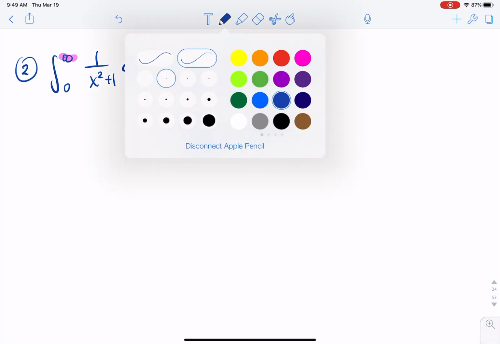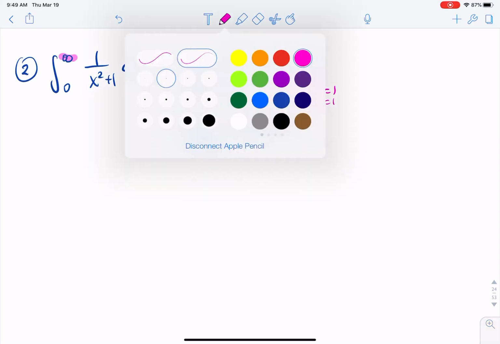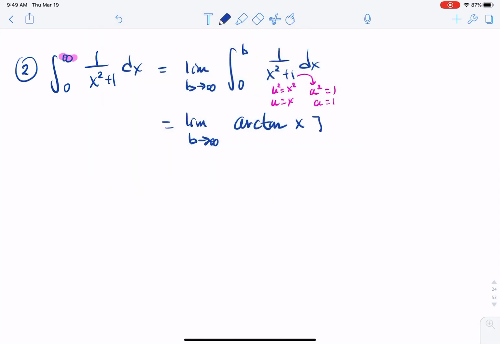So here, your u squared is equal to x squared, so your u is equal to x, and then this number over here is your a squared, so your a is equal to 1. Okay, and then evaluate this thing from 0 to b.